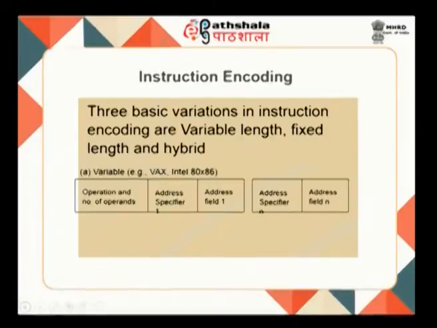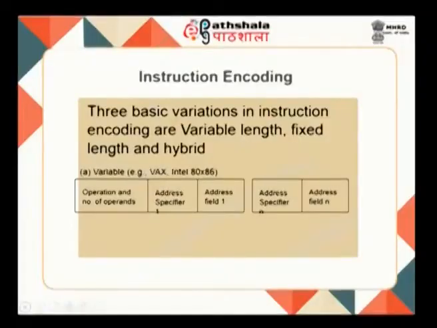Now, once you have decided on the types of operands, their sizes, the different types of instructions, and addressing modes, you will have to pack all this in the form of an instruction format. So, you will have to look at instruction encoding. You can look at a variable format or a fixed format. There are three basic variations: a variable format, a fixed format and a hybrid format. A variable format gives you a lot of flexibility.